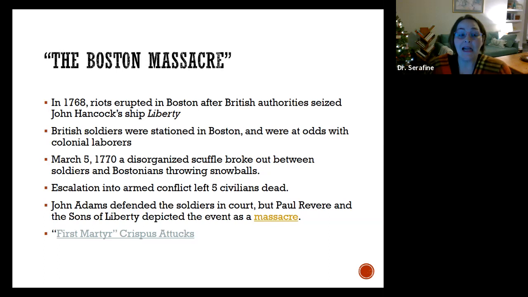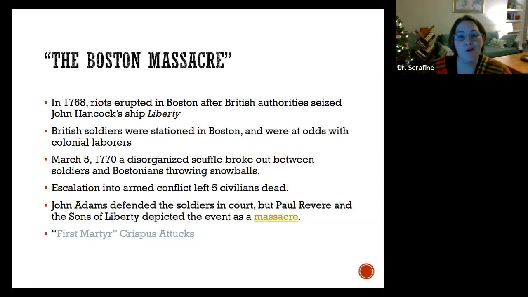We don't know exactly how it started, if it was one nervous soldier who fired early, if there was a mistake. We have no evidence that this was terribly well organized or that officers were in charge in this situation. John Adams defended these soldiers in court and said exactly that this wasn't a murder, that this was armed conflict, that the soldiers hadn't done anything wrong.